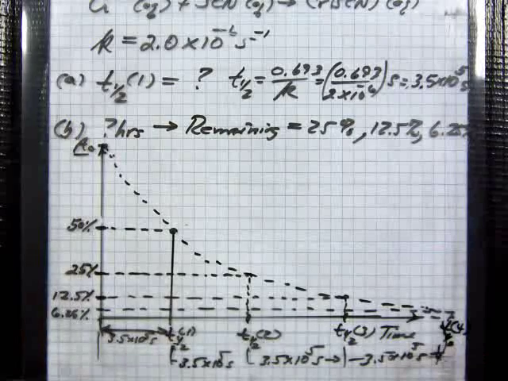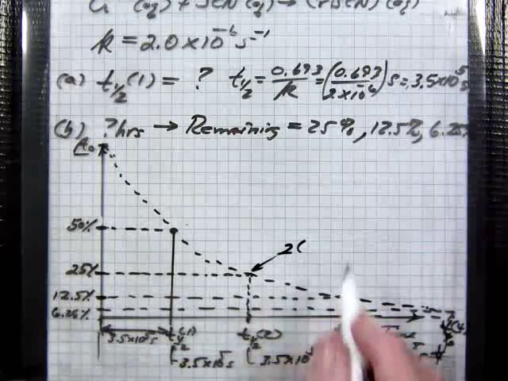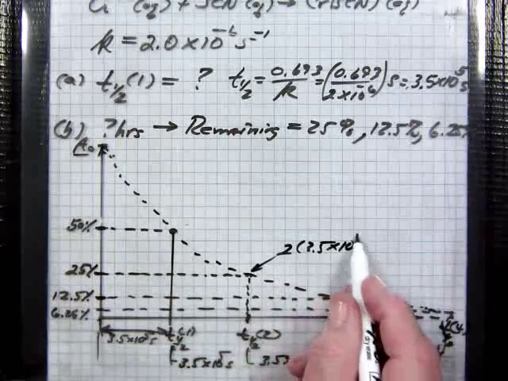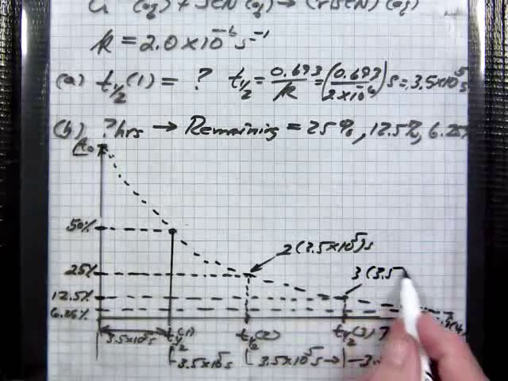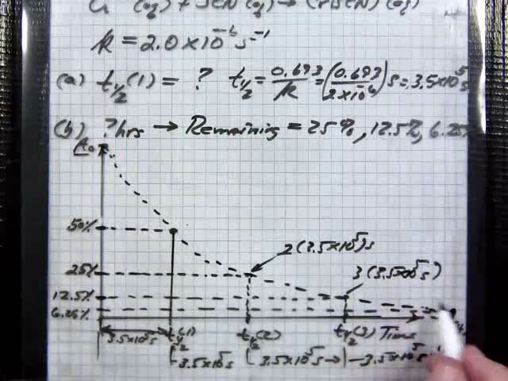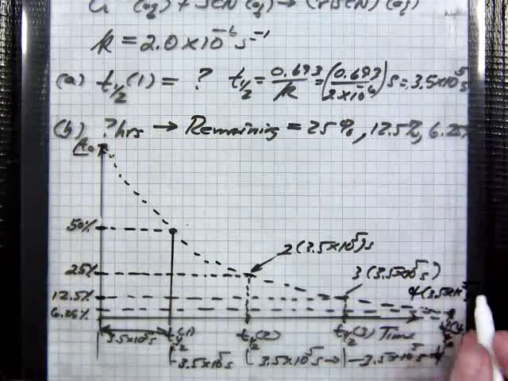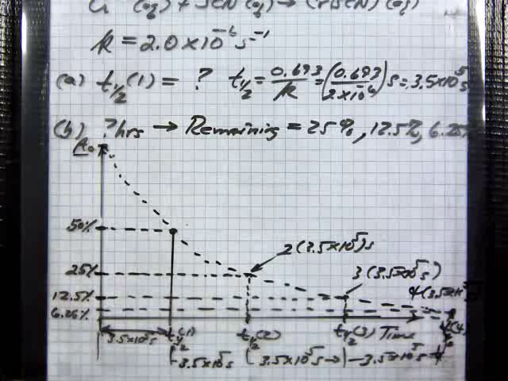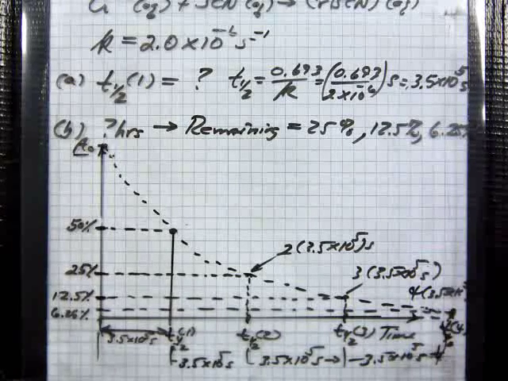So the answer to the first one would be 2 times 3.5 times 10 to the 5th seconds. This one would be 3 times 3.5 times 10 to the 5th seconds. And of course this one would be 4 times 3.5 times 10 to the 5th seconds, like that. So in first order decay, the half-life is constant, so you can calculate however much remains proportionally, like that.